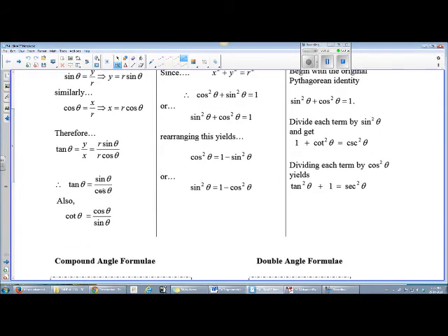And also, because the cotangent of theta is the reciprocal of tangent theta, and tangent theta is sine theta divided by cosine theta, the reciprocal of that would be cosine theta divided by sine theta.